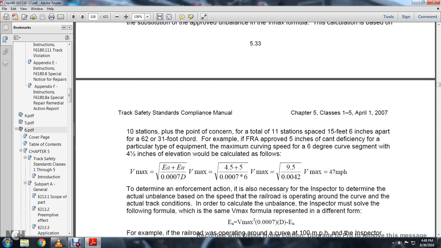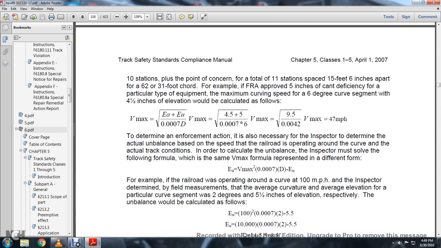For example, the FRA approved 5 inches of cant deficiency for the particular type of equipment. The maximum curving speed of a 60-degree curved segment with 4.5 inches of elevation would be calculated as Vmax versus the degree. To determine the enforcement action that is necessary, the inspector must determine the actual unbalance based on the speed that the railroad is operating around the curve, with the actual track conditions.